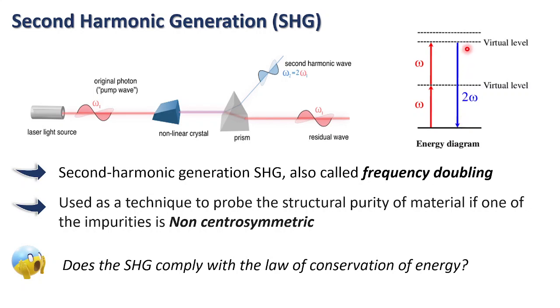How do they de-excite to the ground state? By emitting 2 omega. That's why the emitted radiation has the frequency of 2 omega. Here the energy is conserved. Okay, then the second harmonic generation process obeys the law of conservation of energy. This is what second harmonic generation is.